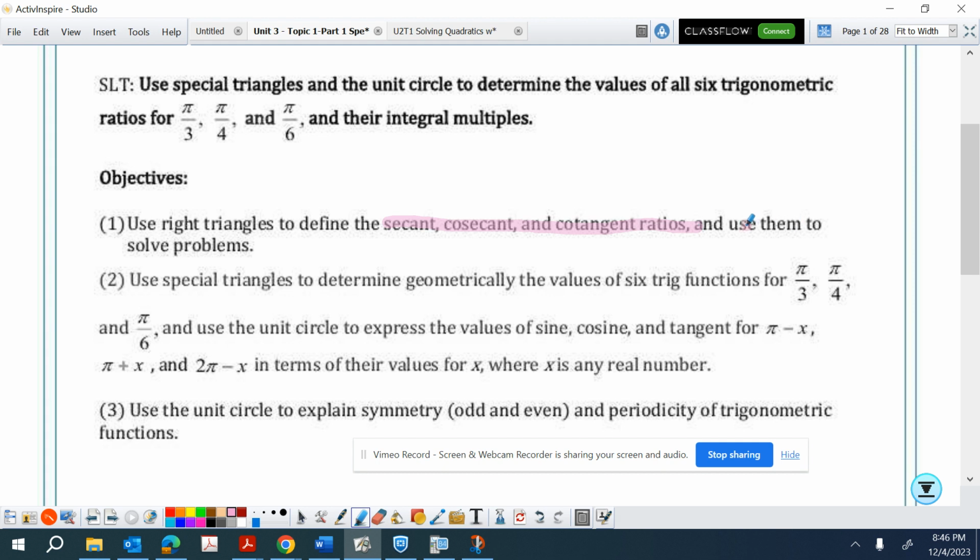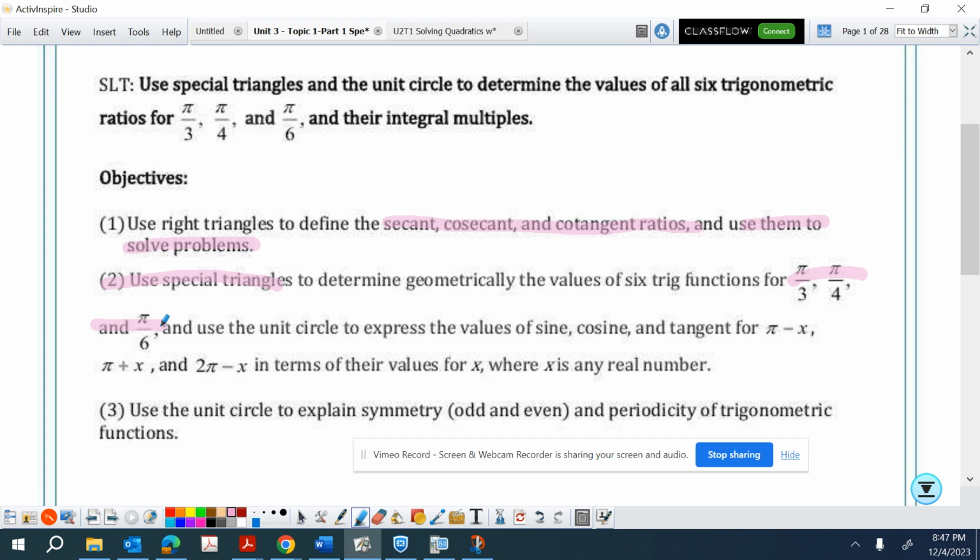And we're going to use the cosine, sine, and tan, as well as these three new trig ratios to solve problems. We're also going to talk about special triangles that you should memorize that are going to help us answer trig problems without using our calculator.